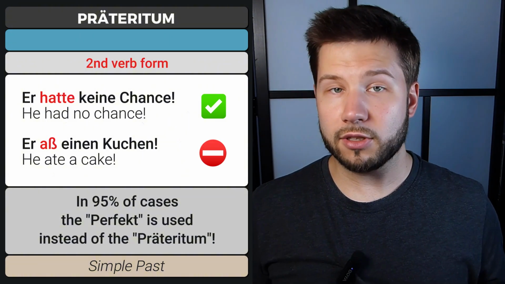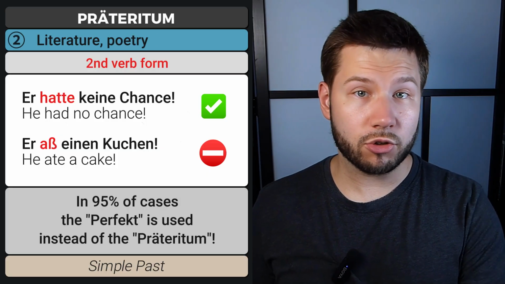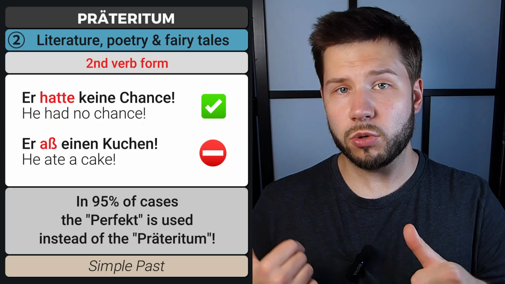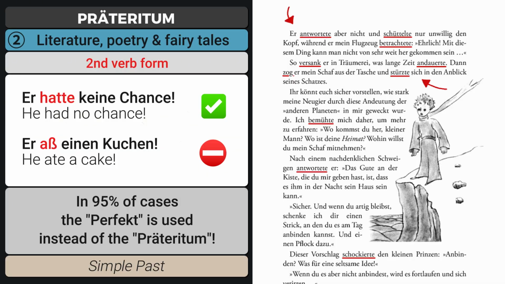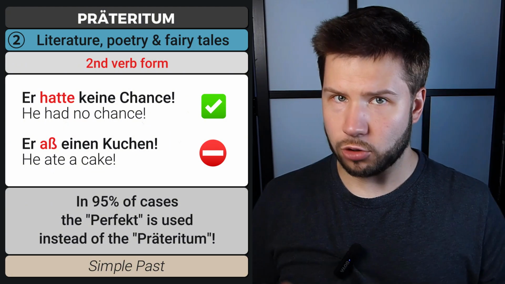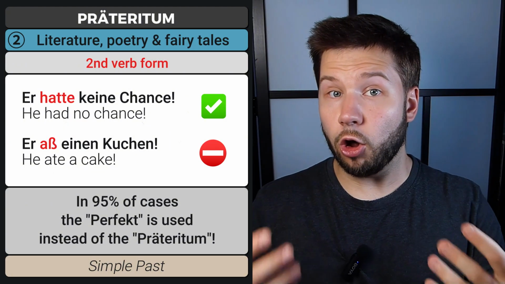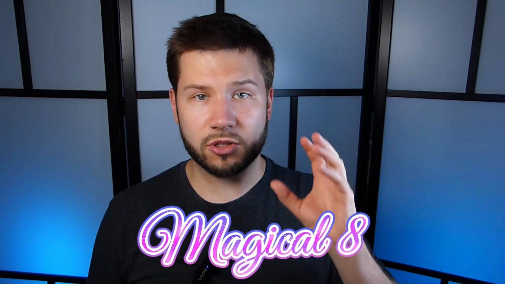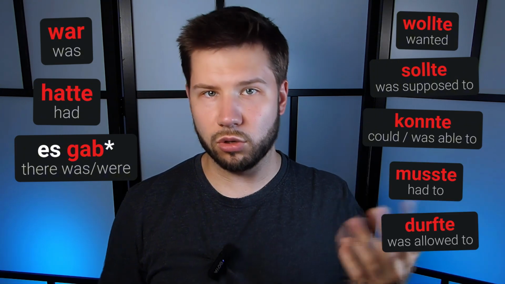The Präteritum is mostly found in literature, poetry, and fairy tales. The books we bought for our 2-year-old son are packed with this form. But if you don't want to spend too much time with literary German, you can almost skip this tense. The best advice I give to all of my students is the following. Learn the magical 8, which is a small list of words we almost always use in their Präteritum. It consists of war, hatte, es gab, and the modal verbs wollte, sollte, konnte, musste, durfte.